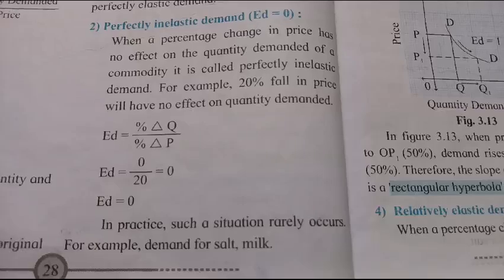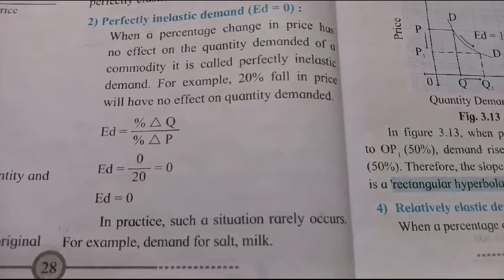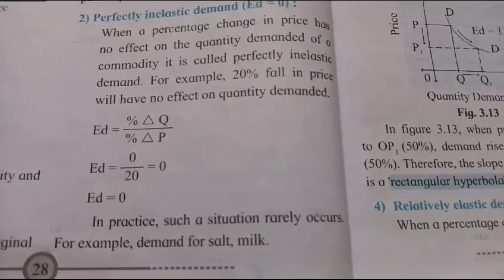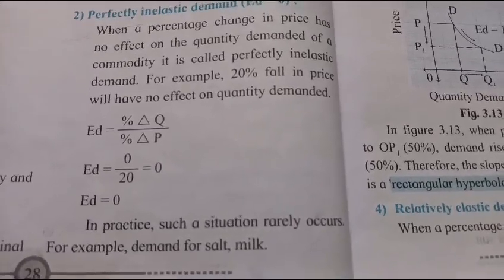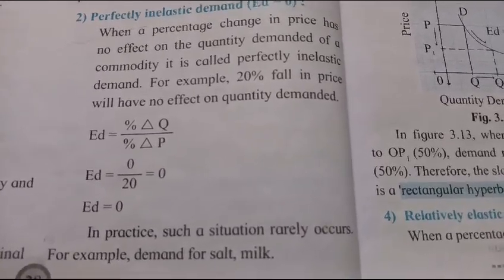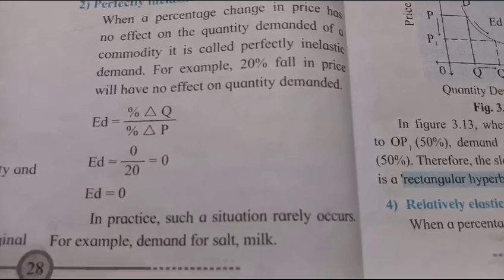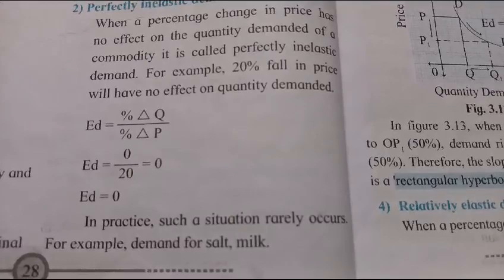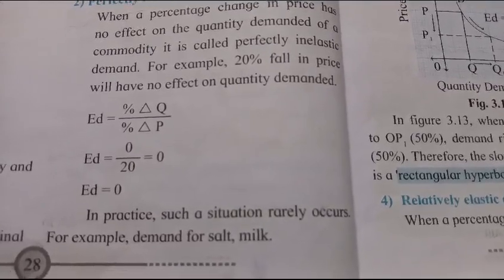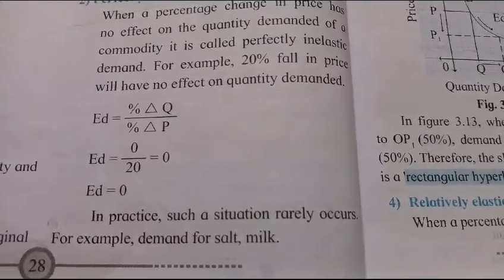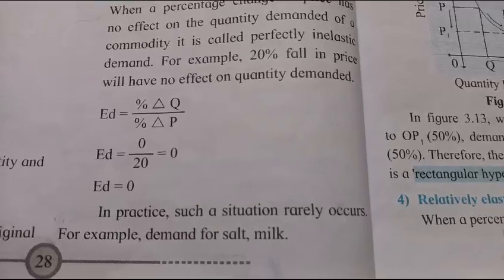When a percentage change in price has no effect on the quantity demanded of a commodity, it is called perfectly inelastic demand. For example, a 20% fall in price will have no effect on quantity demanded. In practice, such a situation rarely occurs. For example, demand for salt, milk.